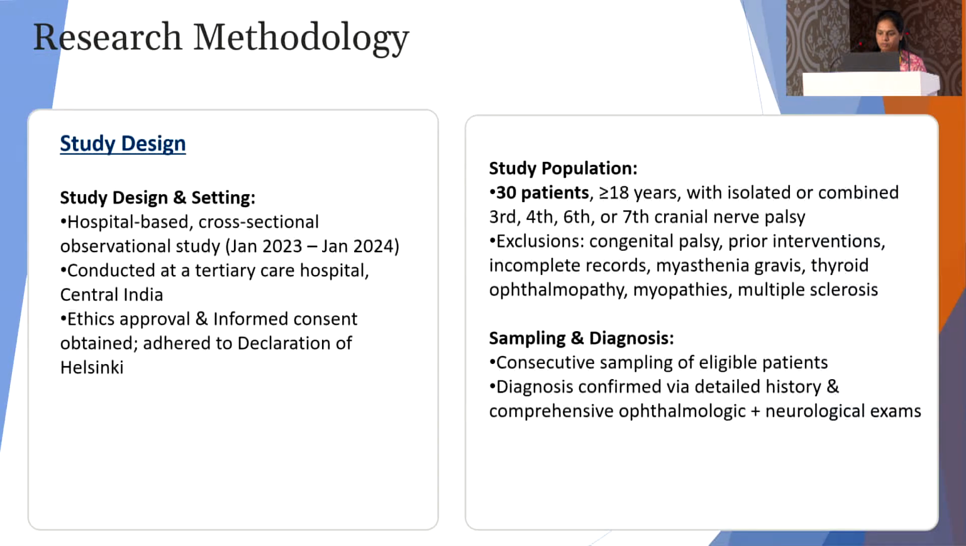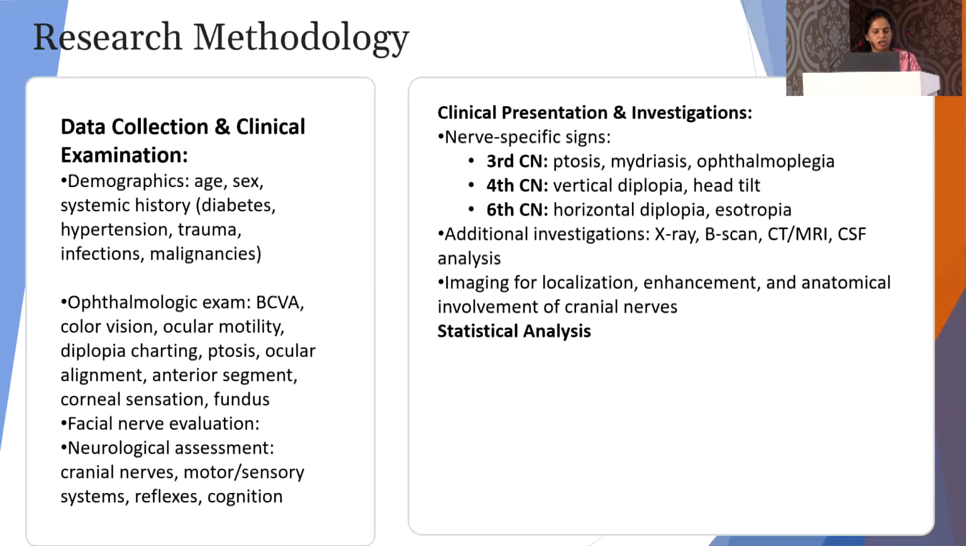30 patients were included, who were more than 18 years of age. Isolated or combined 3rd, 4th, 6th, and 7th cranial nerve palsies were included. Exclusion criteria were congenital palsy, prior intervention, incomplete record, myasthenia gravis, thyroid ophthalmopathy, myopathies, and multiple sclerosis. Consecutive sampling of eligible patients was done, and diagnosis was confirmed via detailed history and comprehensive ophthalmic and neurological examination. Demographic data were recorded, along with best corrected visual acuity, color vision, ocular motility, diplopia charting, ptosis, ocular alignment, anterior segment examination, corneal sensation, fundus examination, facial nerve evaluation, and other neurological assessment.